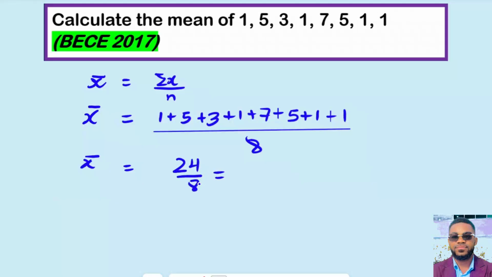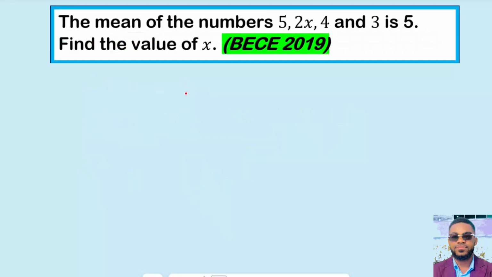Which when we simplify, it goes into HCF 1. It goes into 24, 3 times. So the mean is 3. That is how we can find the mean. Very easy, right? Let's move on to the next question. This is going to be our last question. And the question is, the mean of the numbers 5, 2x, 4, and 3 is 5. We have to find the value of x.